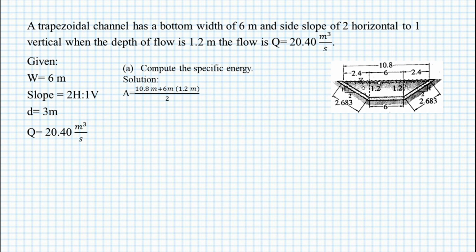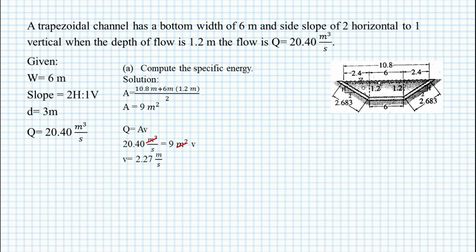Area is equals to width multiplied to depth over 2. Plug in the values, we have 10.8 meter plus 6 meter multiplied to 1.2 meter over 2 is equals to 9 meters squared. In finding the velocity, we use the equation area multiplied to velocity. Plug in the values, we have 20.40 cubic meter per second is equals to 9 meters squared multiplied to the velocity. So our velocity is equals to 2.27 meter per second.